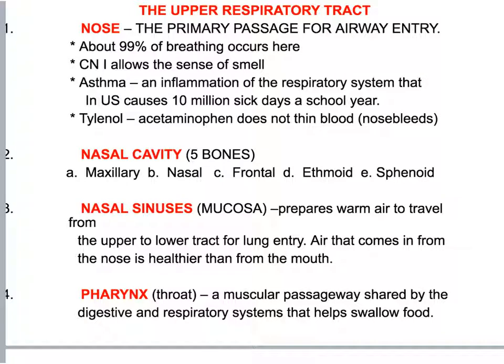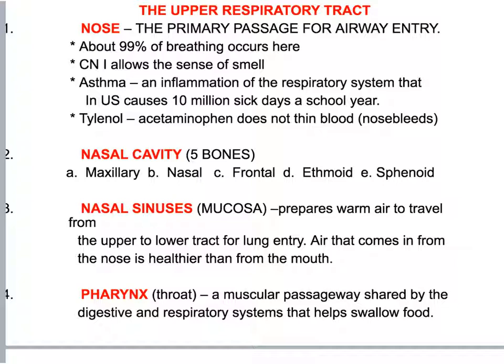Let's begin with the upper respiratory tract. There are a few key parts of the upper respiratory tract: the nose, the nasal cavity, the nasal sinuses, and the pharynx. Let's go over the nose. It's the primary passage for airway entry. About 99% of breathing occurs here. Cranial nerve number 1 allows a sense of smell.